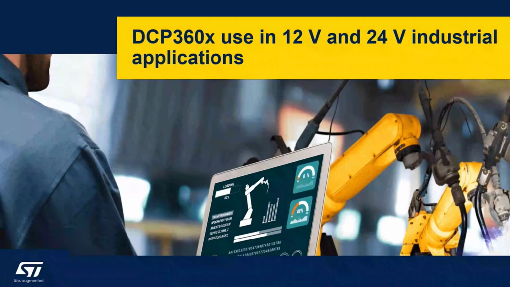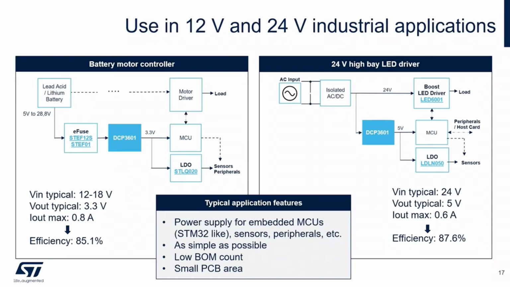And this device, even though it's a 36-volt buck, is thought for industrial applications, typically applications that are powered from a 12 and 24-volt industrial bus, for which you can see here a couple of block diagrams. These are, as you know, industrial is a very fragmented market, but 12 and 24 volts are very common voltage rails.